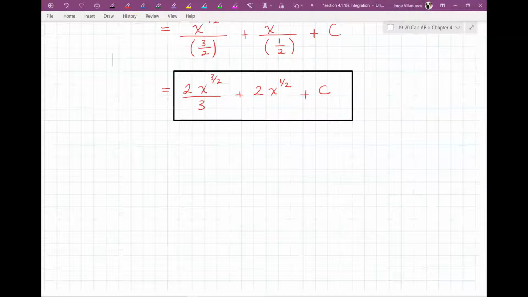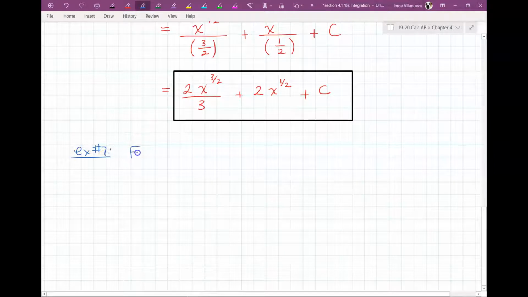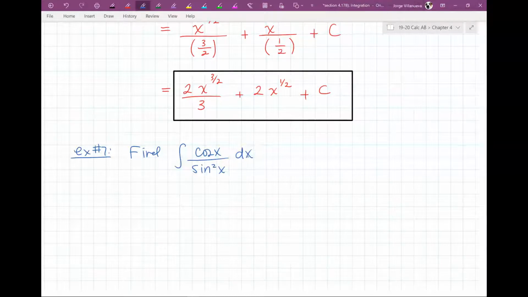So here's example 5.6.7. We're going to find the integral of cosine of x divided by sine squared x dx. Again, you should notice this is a fraction. We don't do fractions, right? We've got to fix this. So the question is, how do we fix this? The way we're going to fix this is we're going to try to use some trig to make this easier for us.